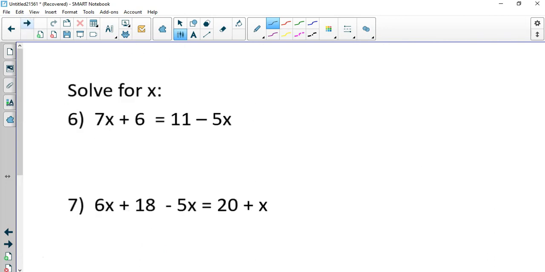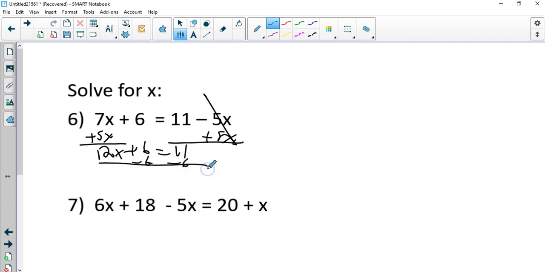Two-step problem again. Well, 2 things on each side. So, going to keep it positive. Move this over here, add 5x. This cancels. 7 plus 5 is 12. X, the plus 6 stays, equals 11. Subtract 6 from both sides. Again, I'm going to end up with a fractional answer, and that's okay. 12x equals 11 minus 6, 5. Divide. And that's my answer. X equals 5 over 12. No harm.